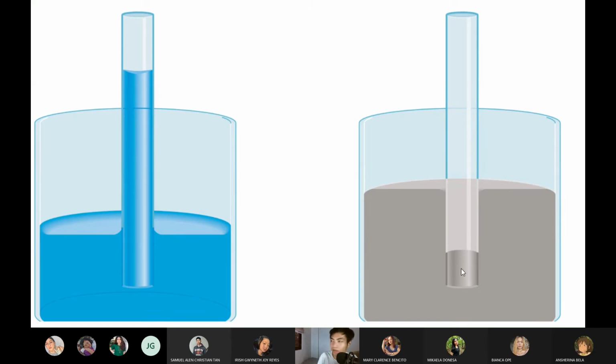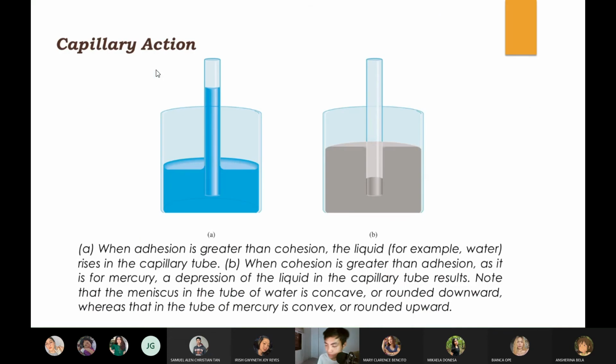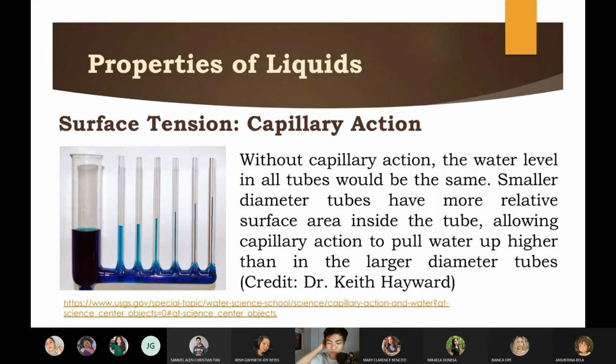Tapos nag-chem ako, doon ko nalaman ganun pala. So yun yung reason bakit siya convex meniscus, kasi malakas yung cohesion forces kapag metals. Kapag liquids, mas gusto nila yung adhesive forces, kaya sila concave meniscus. Okay? So ito yung surface tension, capillary action. Suppose you have liquids, mapapansin nyo dito sa tube, umaakyat yung liquids, no? Because of the adhesive forces.